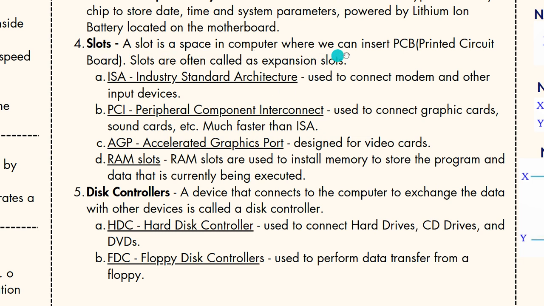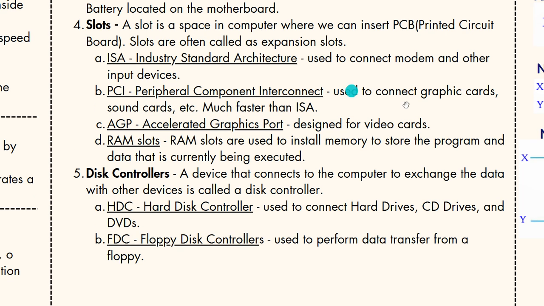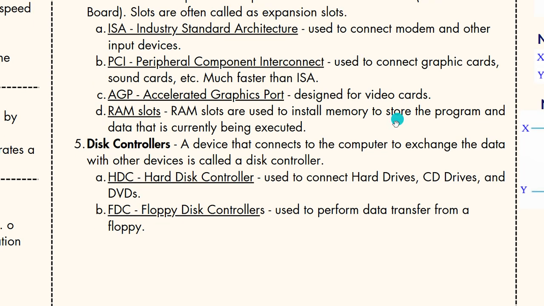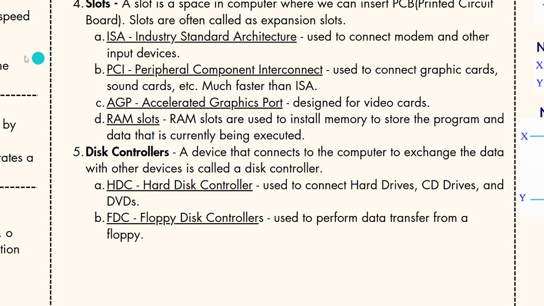A slot is a space on the computer where we can insert a printed circuit board, that is PCB. Slots are also called expansion slots, right? Now, coming to ISA, which is the first type, industry standard architecture, used to connect modem and other input devices. PCI, peripheral component interconnect, used to connect graphics cards, sound cards, etc., much faster than ISA. AGP, accelerated graphics port, designed for video cards. RAM slots are used to install memory and to store the program and data that is currently being executed. So these slots were all discussed earlier in the types of motherboard, right?